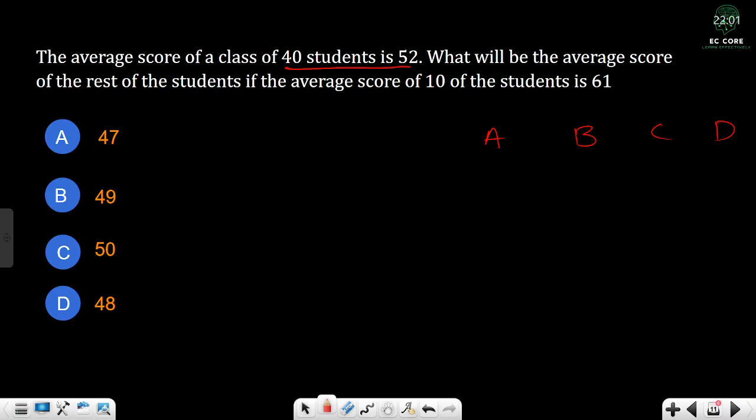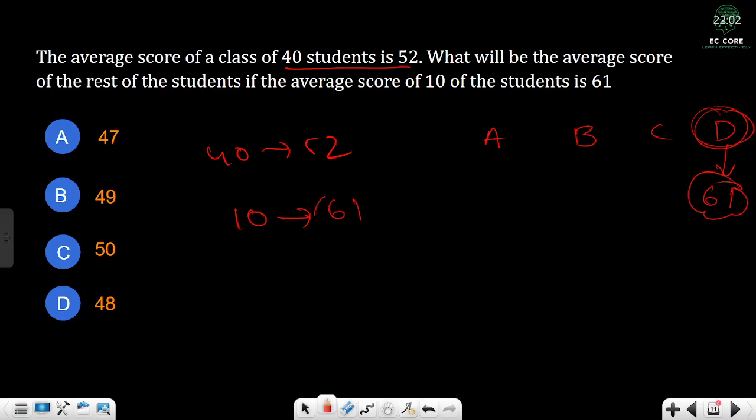Every group is having A plus B, and the average of these 40 students is 52. Let us say I am taking the average of this D group, that is 61. So one group is consisting of average 61. The average of 40 students is 52, and the group of 10 students has average 61.